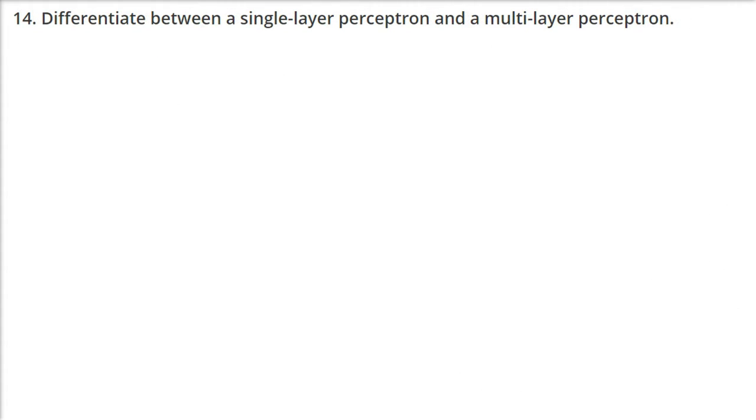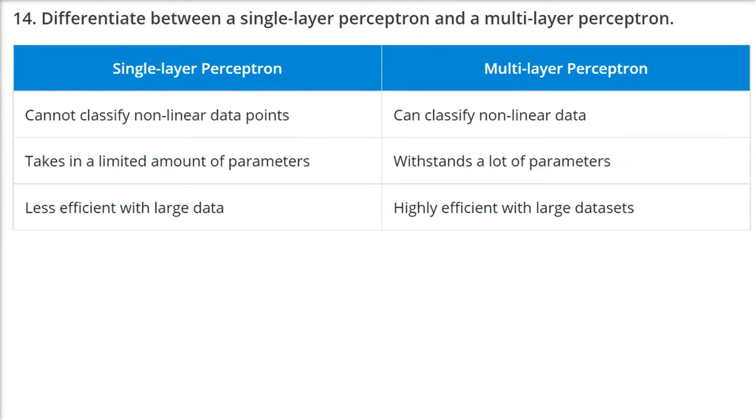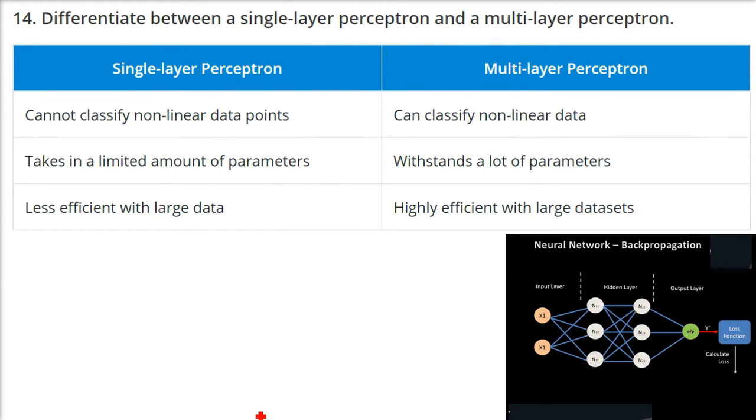Differentiate between a single layer perceptron and a multi-layer perceptron. In a single sentence, a single layer perceptron has one hidden layer and a multi-layer perceptron has multiple hidden layers. A single layer perceptron cannot classify non-linear data points, while a multi-layer perceptron can classify non-linear data. A single layer perceptron takes in a limited amount of parameters, while a multi-layer perceptron withstands a lot of parameters. A single layer perceptron is less efficient with large data, while a multi-layer perceptron is highly efficient with large data.